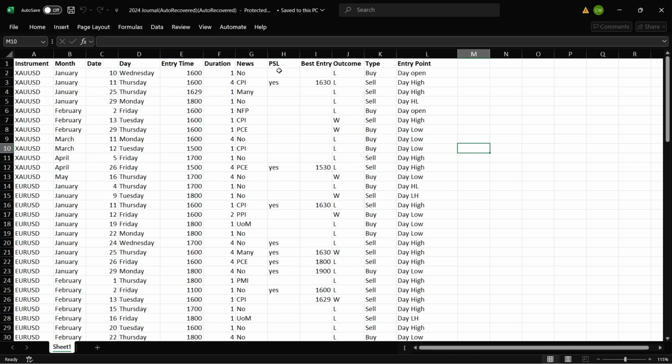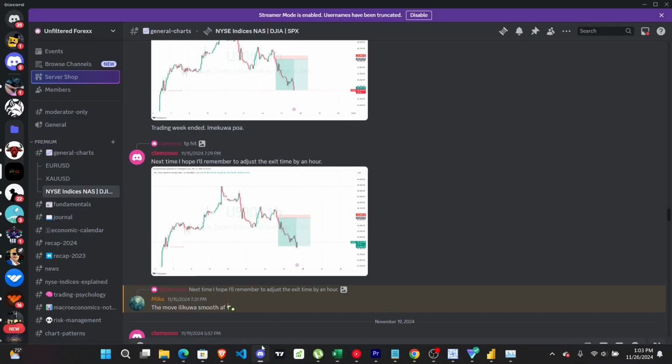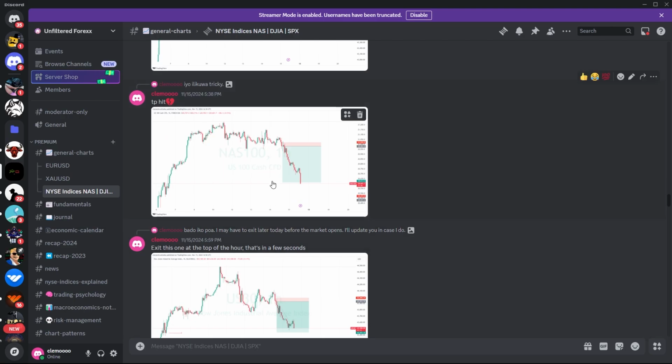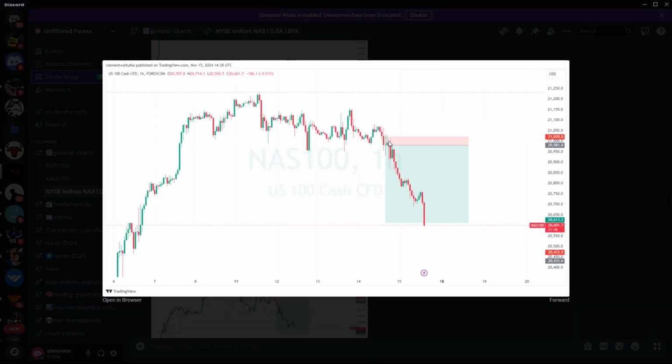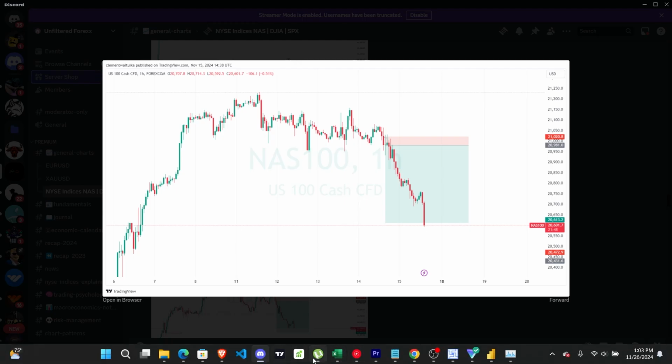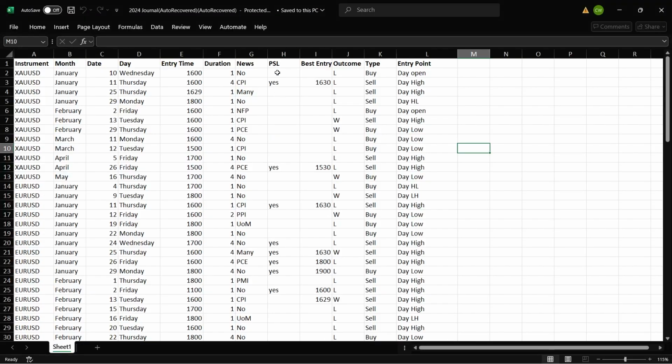Premature stop loss. This is a column I added because some of my trades were being taken out prematurely. Like we've seen here, the stop loss was hit prematurely, and then price went to my take profit. That's the importance of having this column. It tells you to what extent premature stop losses are eating into your potential profits.